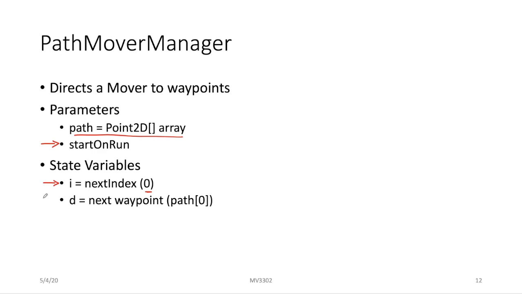So we're dealing with arrays now, so we have 0-based indexing. And then I'll call it D, which is going to be the next waypoint. And that's initially going to be the waypoint at path 0.